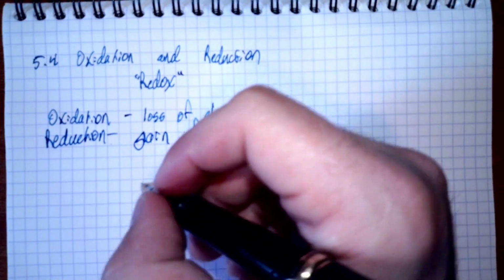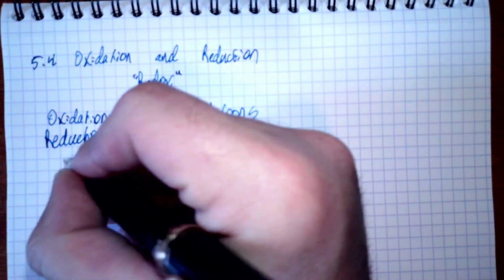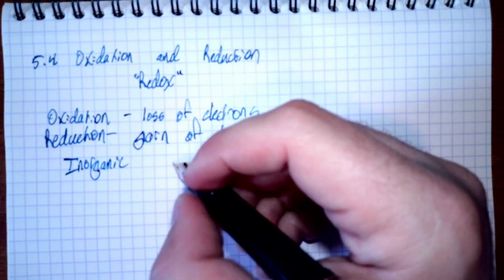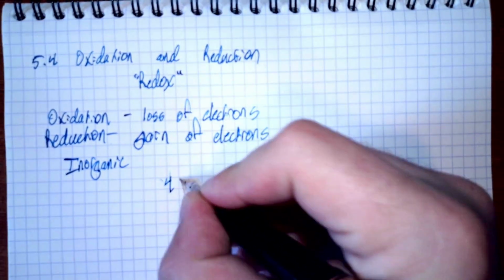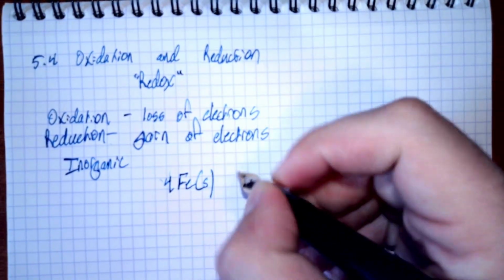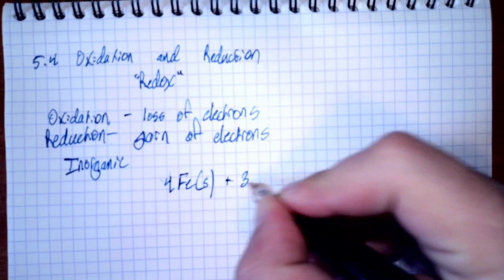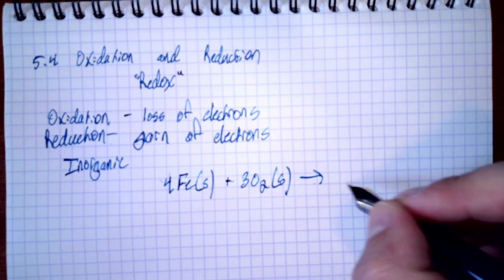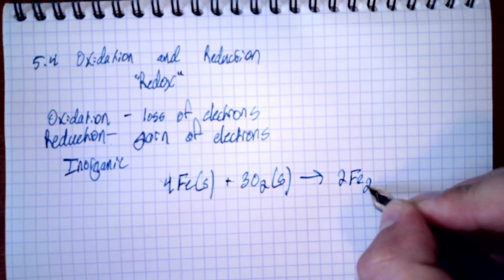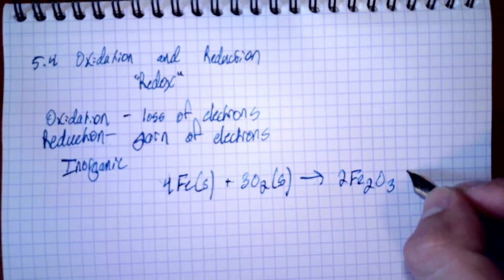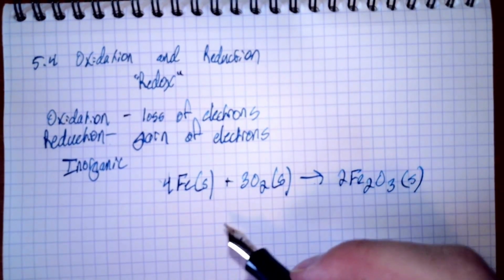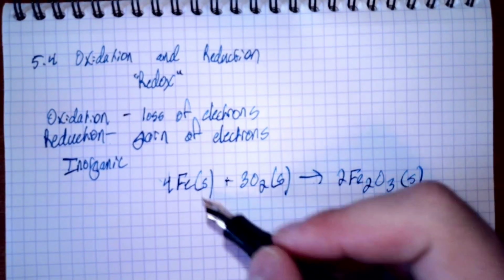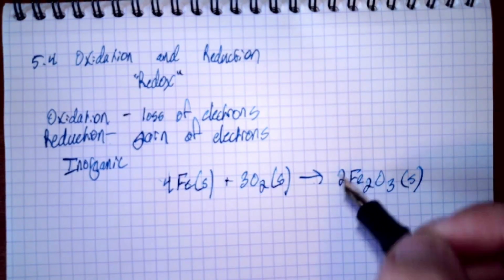Here's an example of a redox reaction. I should say this is an inorganic redox reaction. All right, 4Fe plus 3O2 back to form 2Fe2O3. All right, let's look at what's going on in this. Okay, iron has gone from its elemental form to being in a compound.